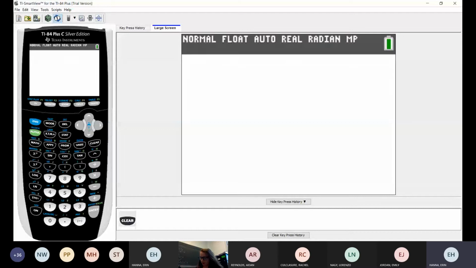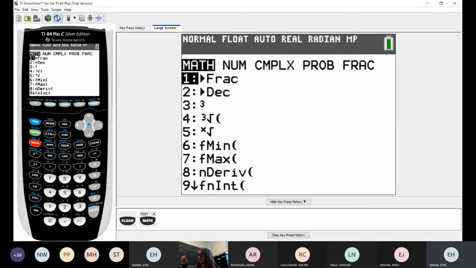Anyway, what you're going to do, and notice I have the little key press history at the bottom in case you missed something that I pressed. You're going to hit the math button, which is right below alpha. It's highlighted in red on the little screen right now.